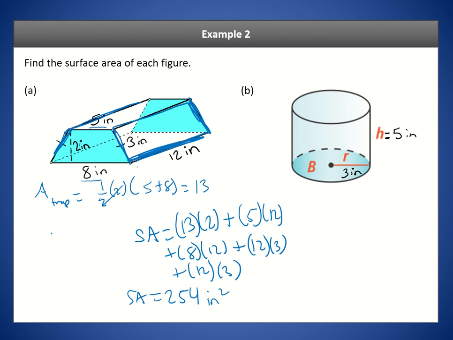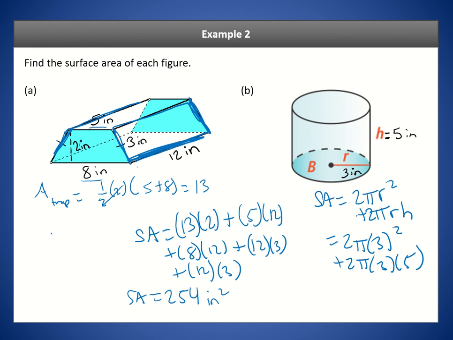Now for the cylinder on the right, the surface area is 2 pi r squared plus 2 pi rh. So we have 2 pi times the radius squared, which is 3 squared, plus 2 pi times 3 times 5. So we got 2 pi times 9, which is 18 pi, plus 5 times 3 is 15, times 2 is 30, so 30 pi. Add those pi's together, we get 48 pi. Of course, you can convert that to a decimal by doing 48 times pi.